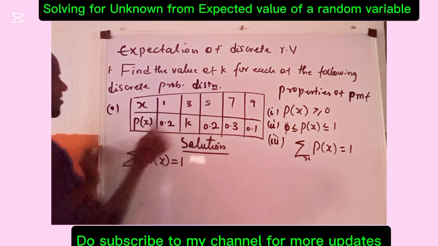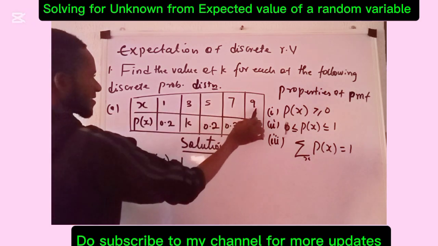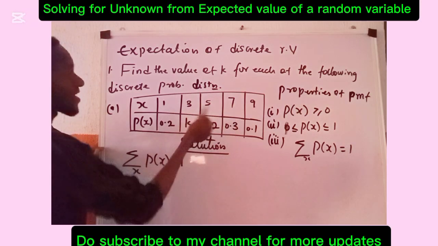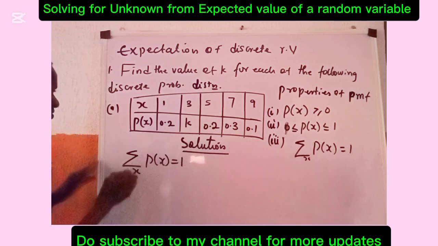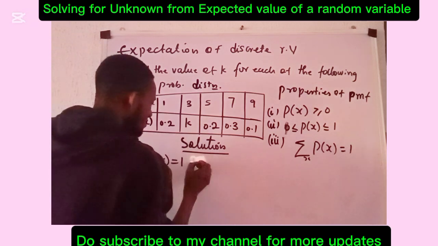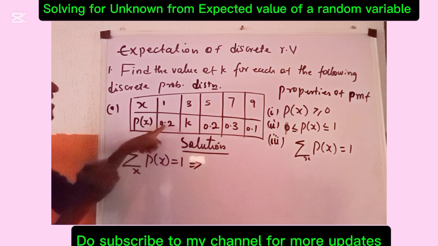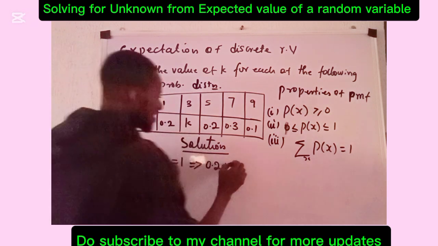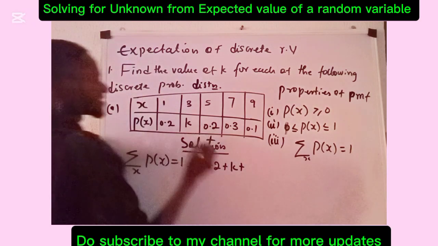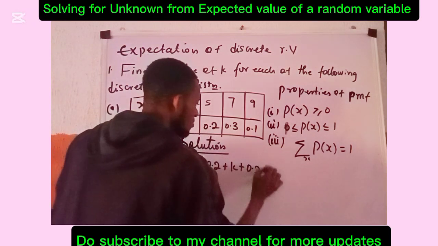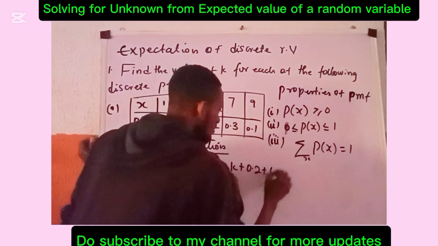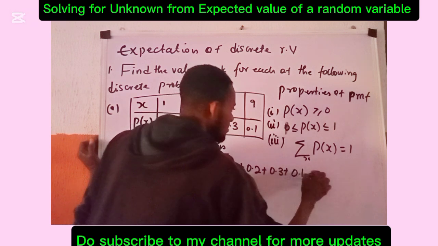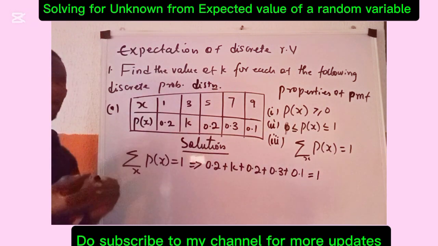And of course, this sum begins from 1 and ends at 9. But in this case, we should know there is no 2 here and no 4 here down the line. So what we are going to do now is to say, therefore, this implies: here is 0.2, so I have 0.2 plus k plus 0.2 plus 0.3 plus 0.1. The answer is expected to give me 1. That is the implication.